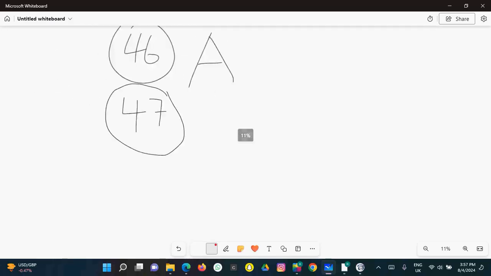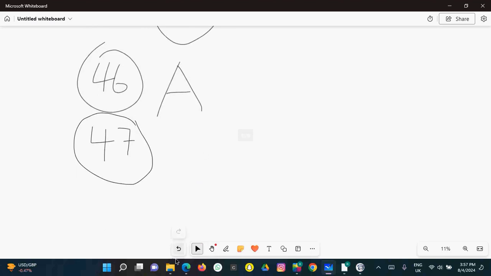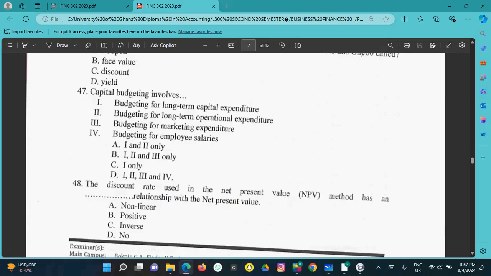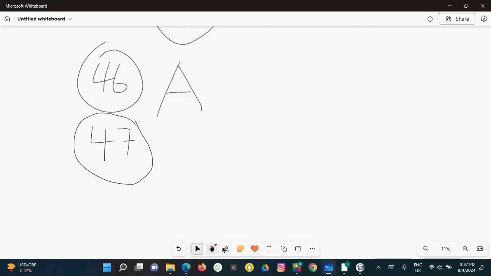All right, so number 47. Capital budgeting involves budgeting for long-term capital expenditure, budgeting for long-term operational expenditure, budgeting for market expenditure, budgeting for employee salaries. But the answer here is C, which is I only. Capital budgeting only involves budgeting for long-term capital expenditure. Right. So C.